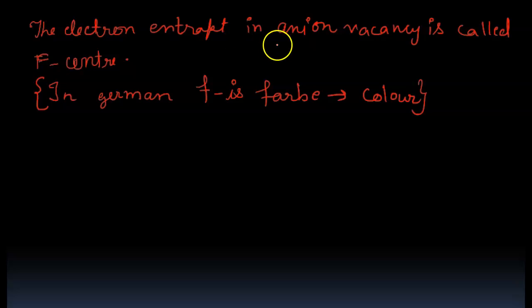Next, the electron entrapped in an anion vacancy is called an F center. So it is very important. What is an F center? In German, F stands for Farbe, and its meaning is color.